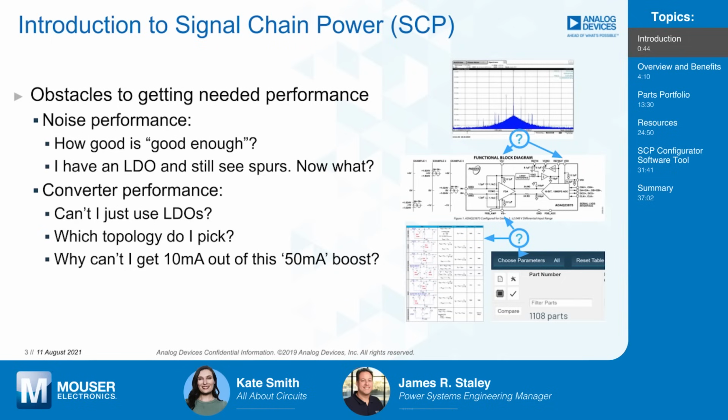Sometimes it had more to do with the converter performance in general. People would ask, why can't I just use LDOs? Won't that solve everything? Or application-specific questions like, well, which topology should I pick if I have a battery, if I have 12 volts in, or if I have 24 or 48, even higher volts in? Or people would look at parts and say, well, why can't I get 10 milliamps out of this, quote, 50 milliamp boost? Questions like that occurred. And so we were trying to address that. So this slide is kind of like a little guide to some signal chain designers' anxieties. Yes. It's nice of you to put it all in one place.